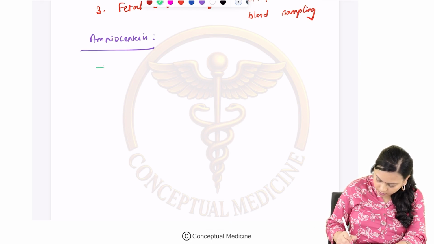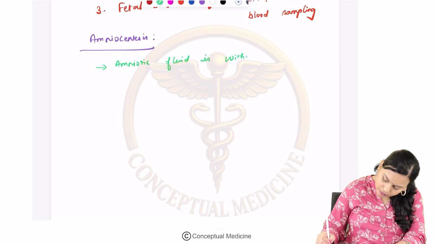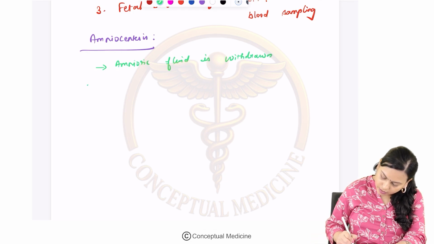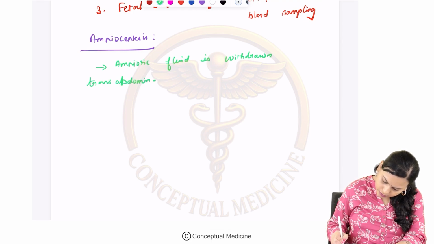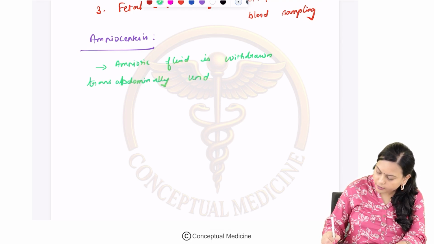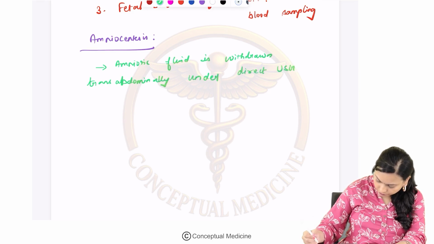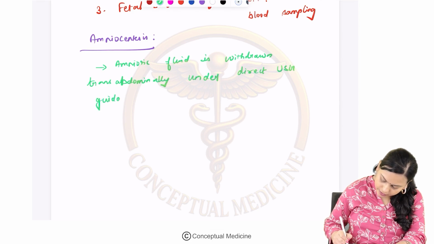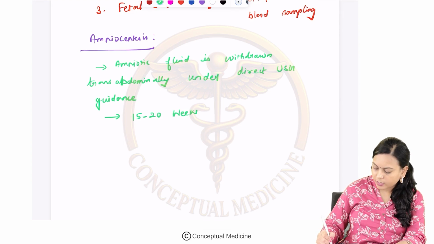In amniocentesis, the amniotic fluid is withdrawn transabdominally, okay, under direct USG guidance, okay, and it is usually done between the gestational weeks 15 to 20 weeks.